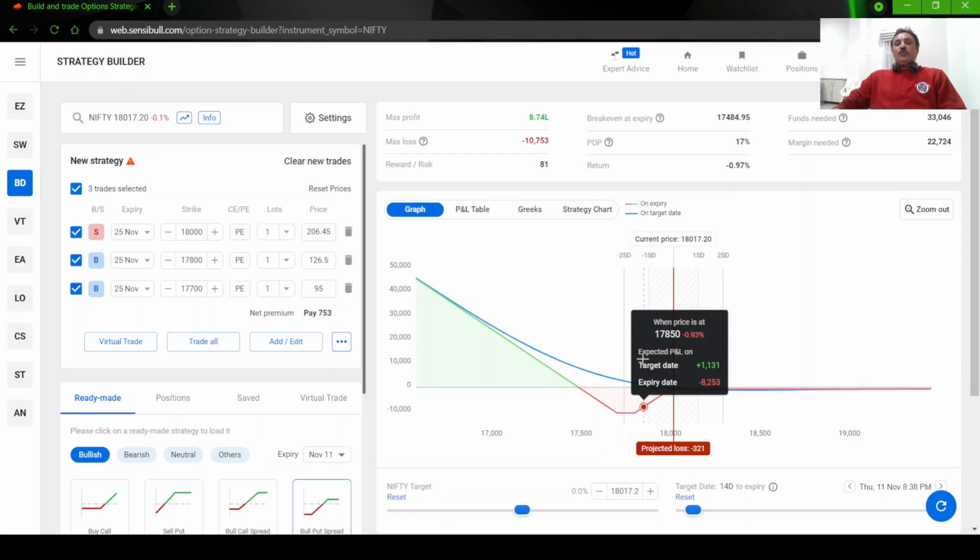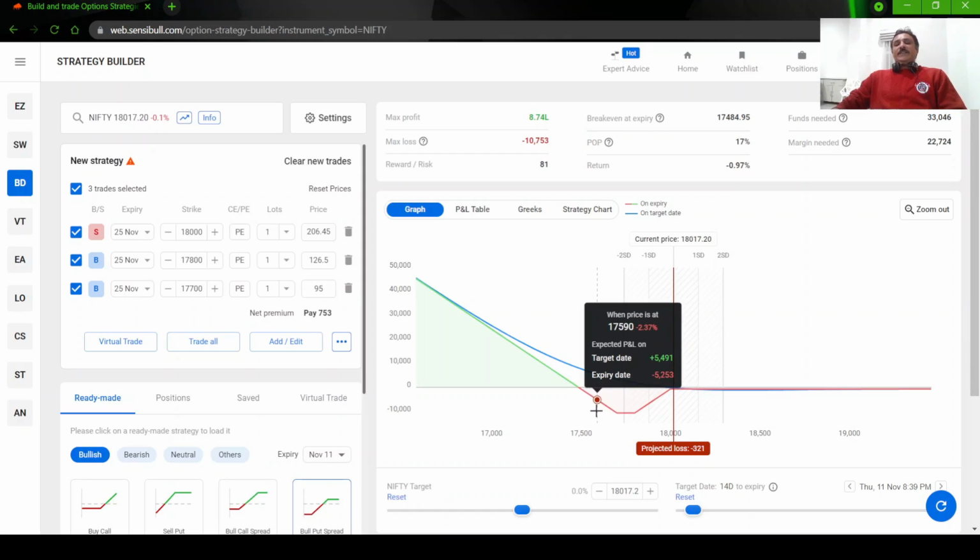When we come close to the expiry, the maximum loss starts happening slowly, and the maximum loss happens when the expiry is between 17,800 and 17,700. Means that is our buy strikes, right? You can see at 17,800 we are getting a maximum loss of 10,700 rupees, and at 17,700 also we will be getting the same maximum loss of 10,750 rupees.